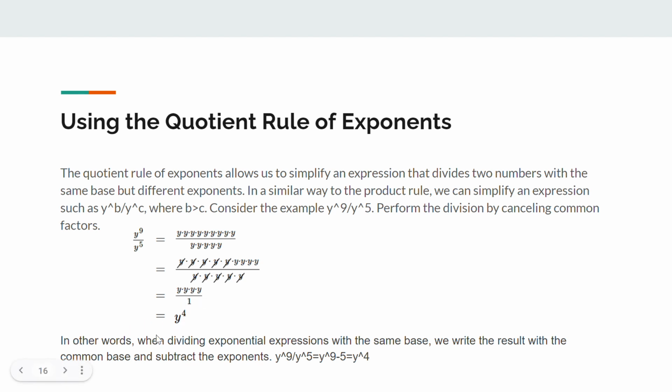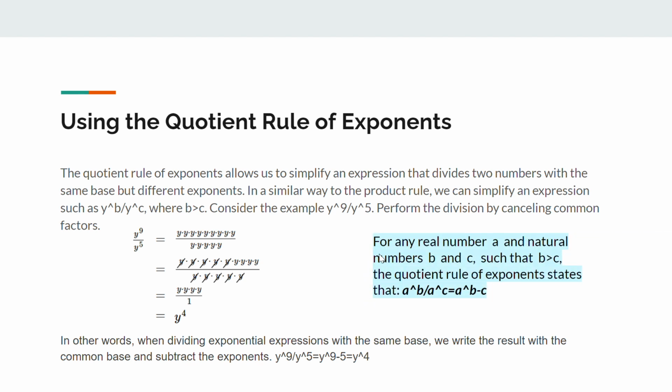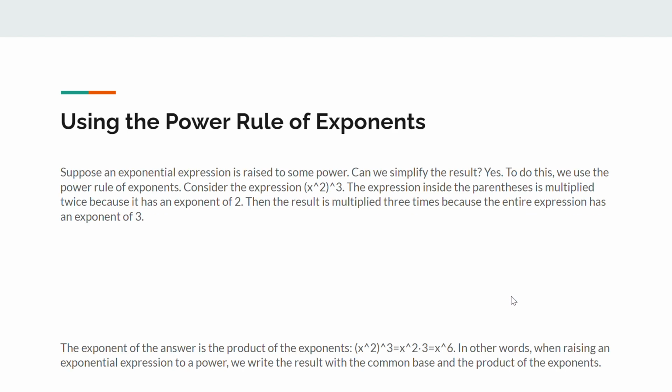In other words, when dividing exponential expressions with the same base, we write a result with the common base and subtract the exponents. So y to the power of 9 over y to the power of 5 is equal to y to the power of 9 minus 5, which is y to the power of 4. So for any real number a and natural numbers b and c, such that b is greater than c, the quotient rule of exponents states that a to the power of b over a to the power of c is equal to a to the power of b minus c.